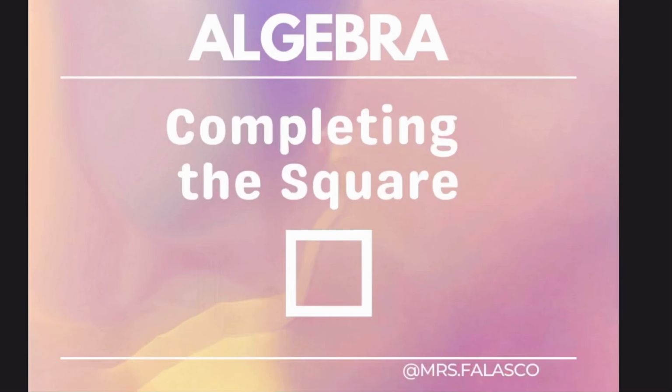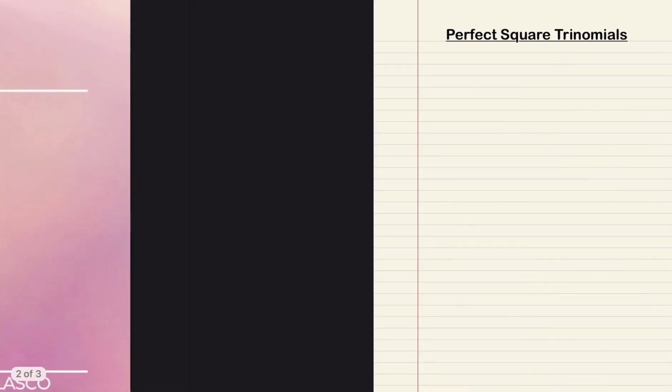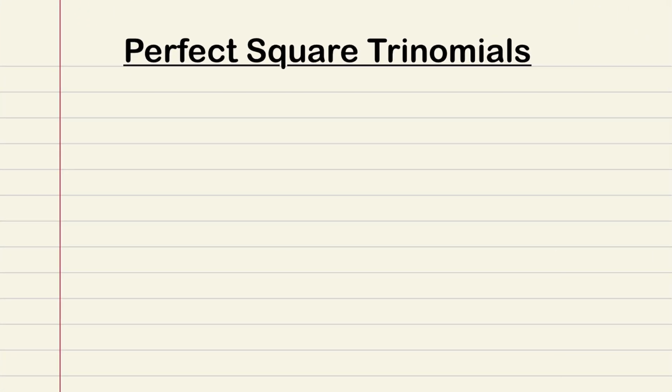Let's talk about completing the square. Before we can do that, we need to talk about what a perfect square trinomial is. A perfect square trinomial can be described like this. If I put x plus 4 squared, that can be expanded to be x squared plus 8x plus 16. Do you know how I did that?